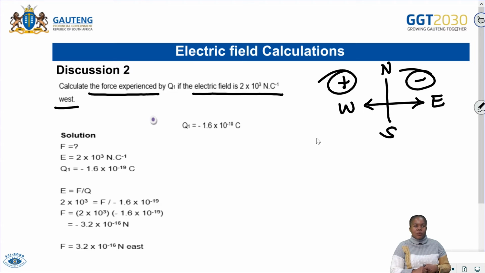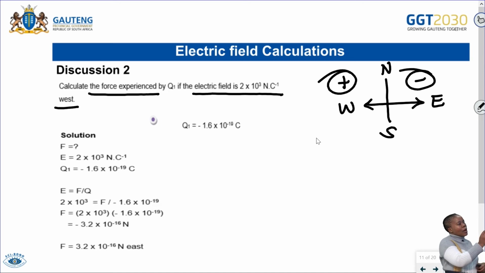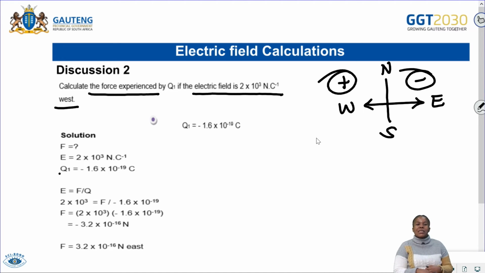Of positive 3 newton per coulomb. Okay, and then charge, I do have it. It is negative 1,6 times 10 to the power of negative 19. All right, so from your data, you can tell which formula will be suitable for you to use. In this case, we use E is equal to F over Q.